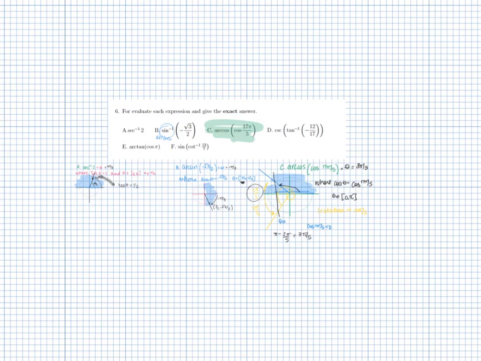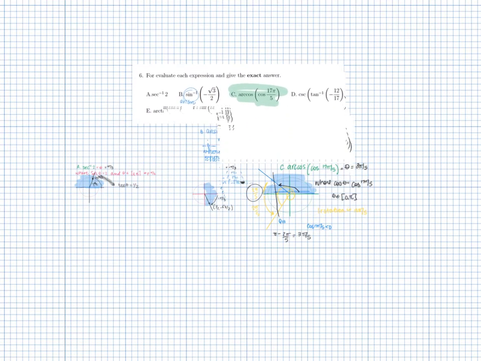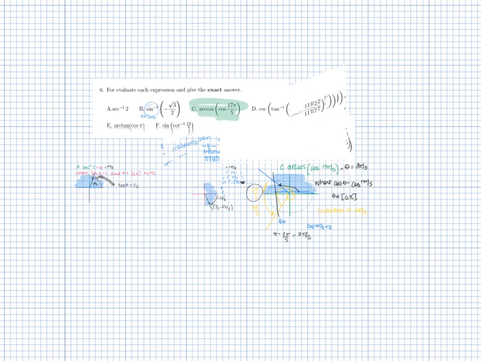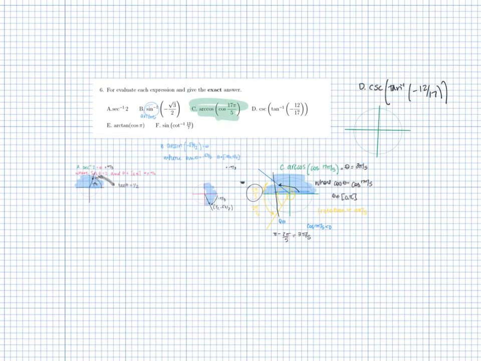We're now going to look at the next part, which is D, right here. So let's see where we can solve D. D is the cosecant of the arctangent of negative 12 over 17. What we need to remember about this problem is that this part actually equals some theta.